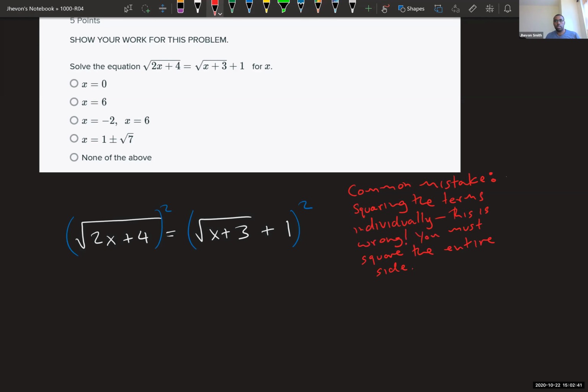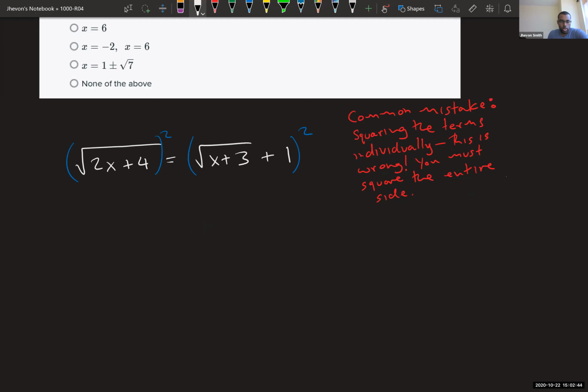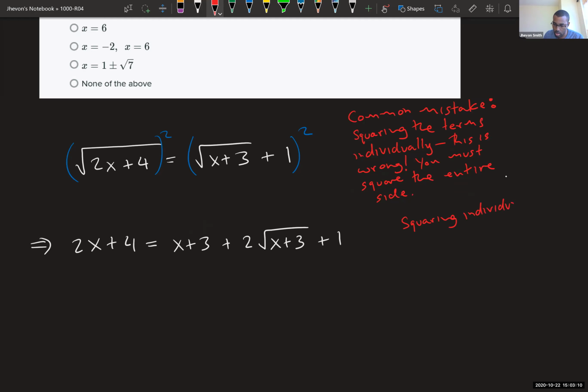Okay, so that would tell you that this part here becomes 2x plus 4, but that part here becomes the square of the first plus 2 times the product of those two plus the square of the last, right? But if you squared each term individually, you'd miss the middle term. Squaring individual terms would make you miss this guy here in the middle.